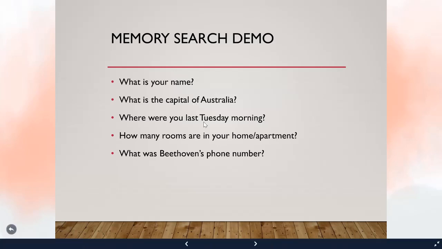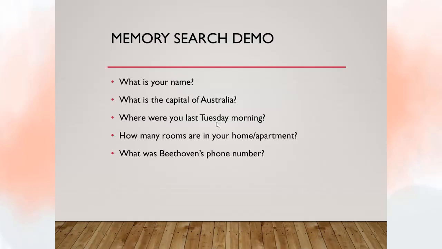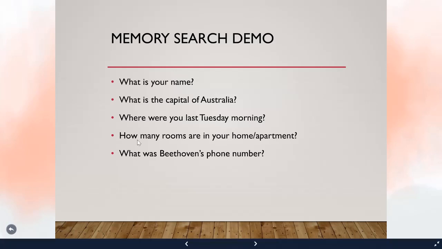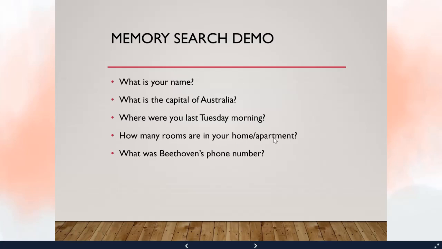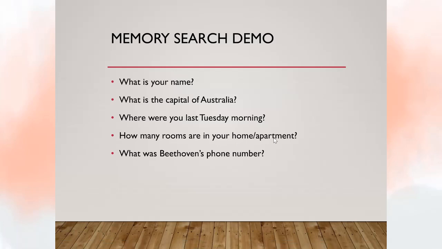If I were to ask you where you were last Tuesday morning, you might have to think about your schedule, right? You might not immediately remember that, but maybe you could piece it together based on your typical patterns. We could search even our visual spatial information. How many rooms are in your home or apartment? We talked about this back when we were talking about the visuospatial sketchpad. You could visualize and walk through your house or apartment. That's a strategy, counting the number of rooms or windows or whatever in your house or apartment.